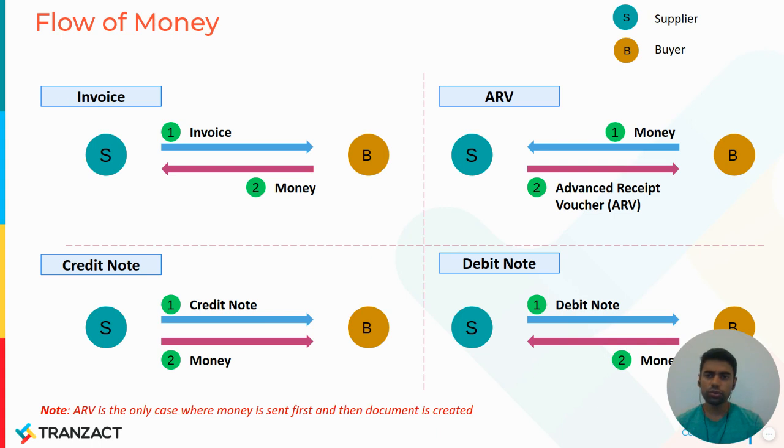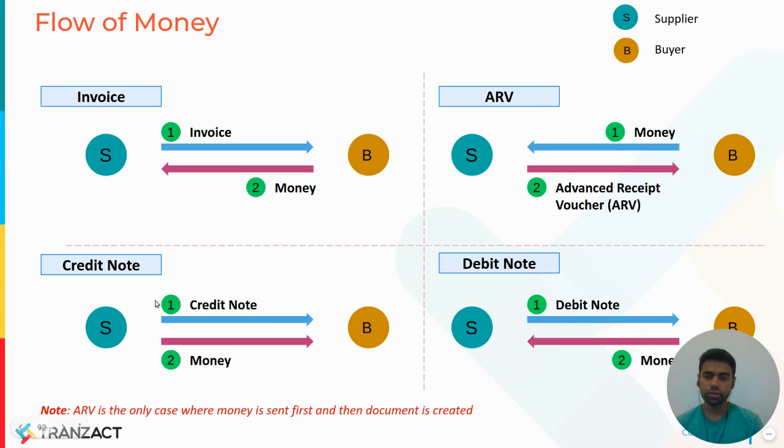In this slide, we are going to talk about the flow of money against each document. So over here, we can see that when an invoice is created by a supplier S for B, the supplier S first sends the invoice to B, and then the company B sends money to supplier S. So first the invoice is sent and then the money is sent by B to S. In case of ARV, first the money is sent from the buyer to the supplier, and after the supplier receives the money, the advance amount, they send the document called ARV to the buyer.